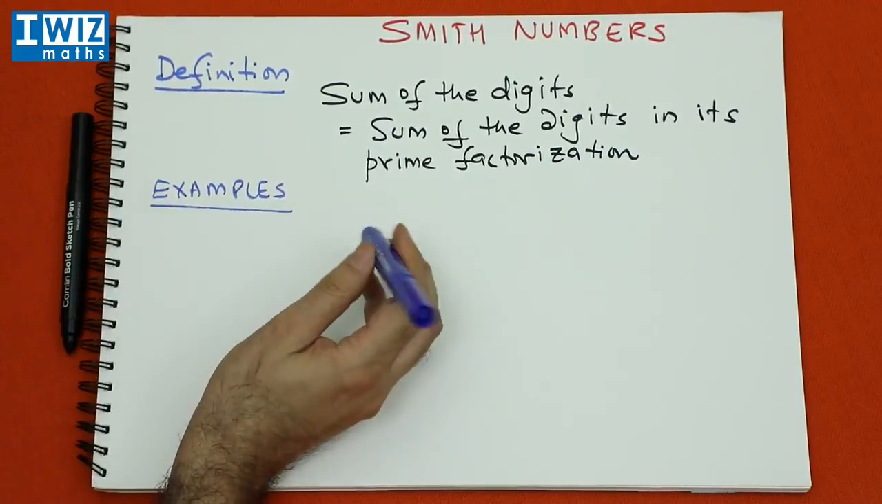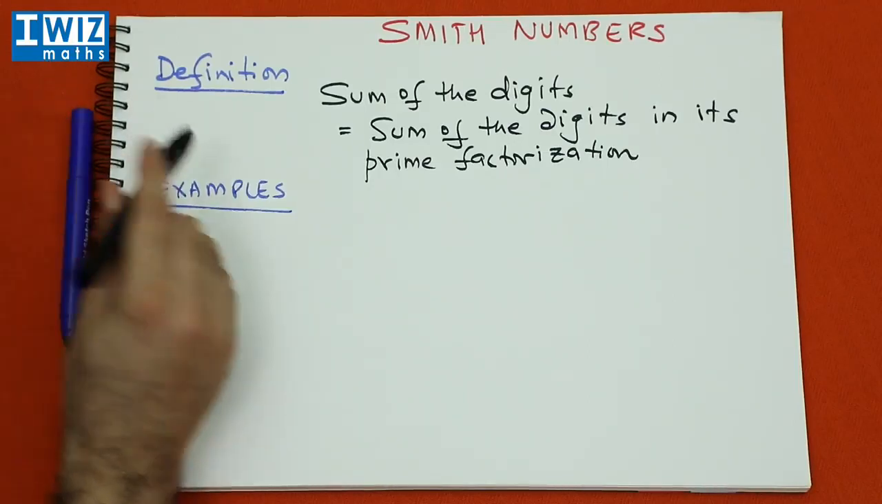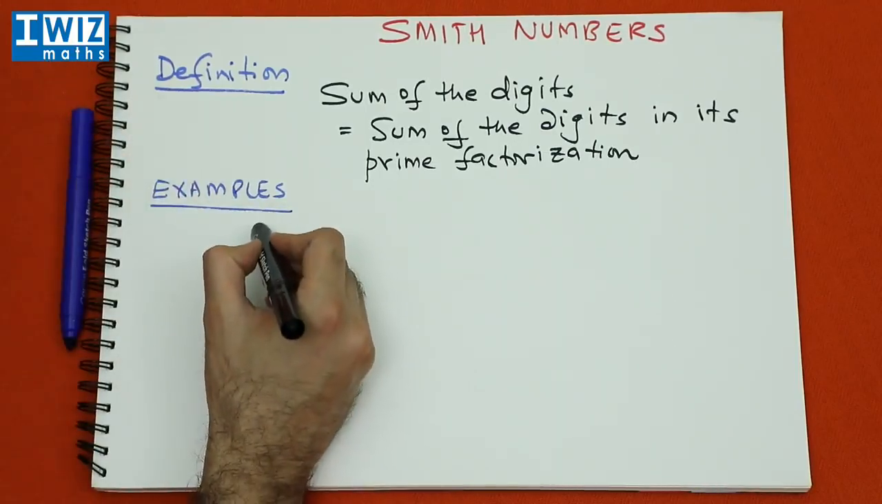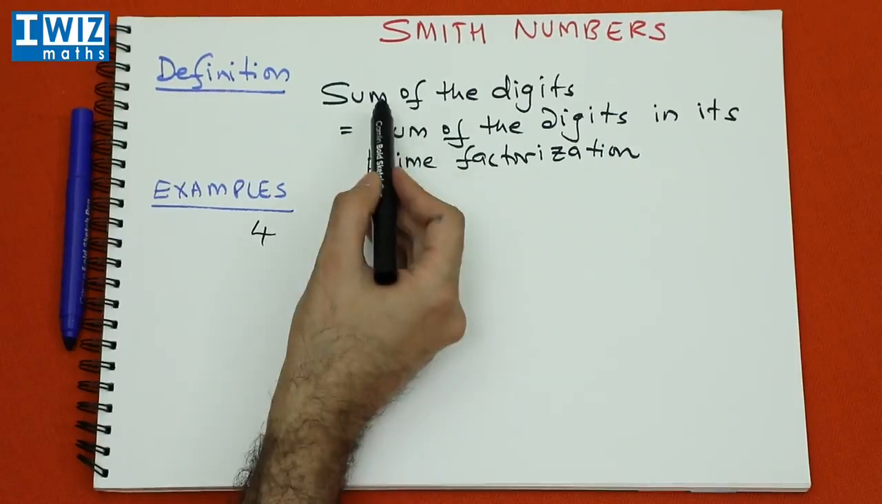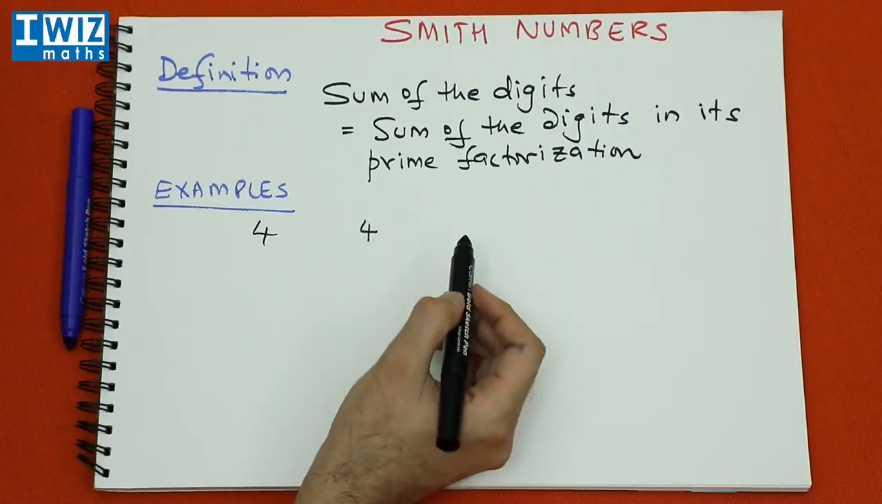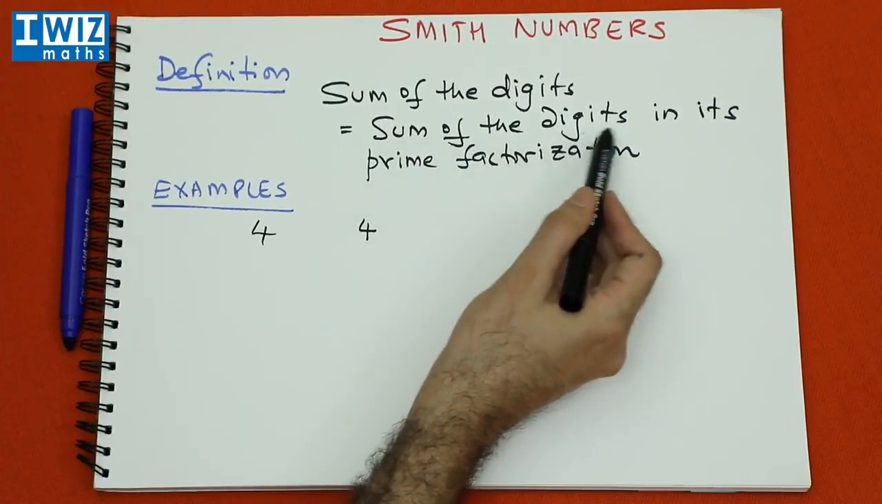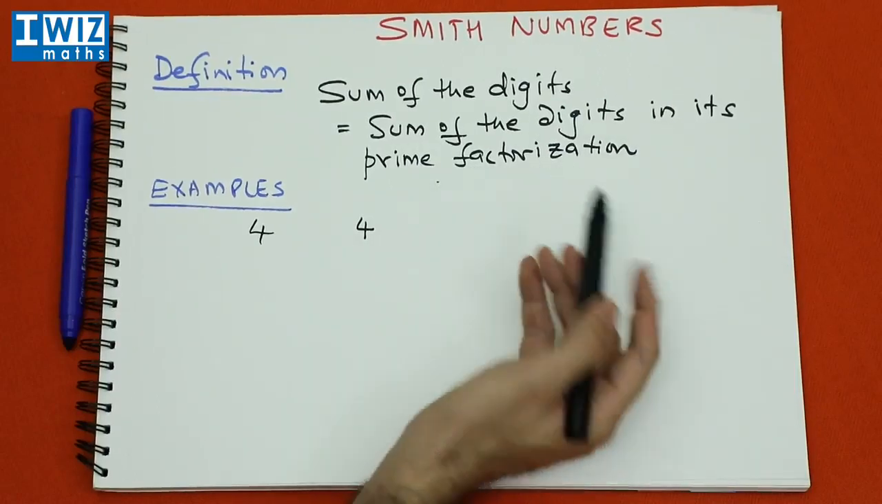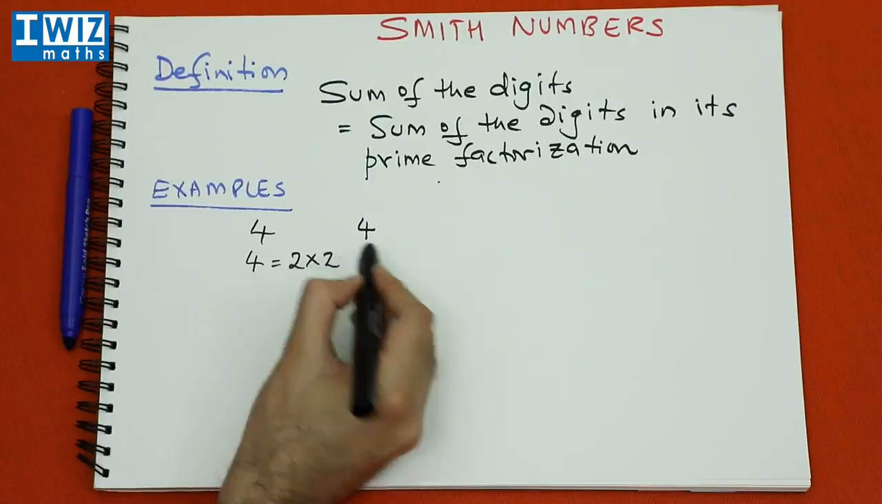A very simple example is to start with the number 4. So the number 4 is a Smith number. So we need to check how it's a Smith number. So the first thing we need to do is look at the sum of the digits. So the sum of the digits is just simply 4. And then we need to look at the sum of the digits in its prime factorization. So 4 is 2 times 2.